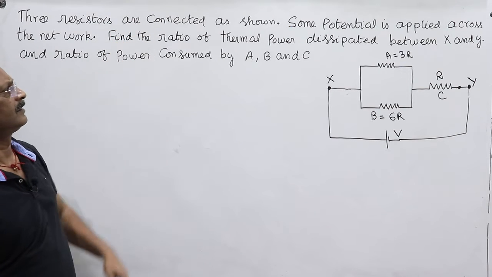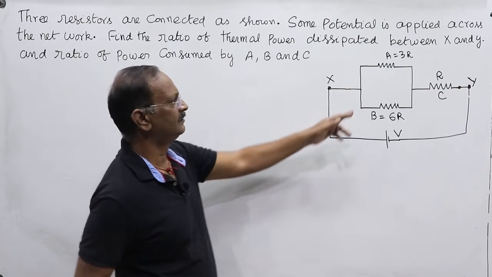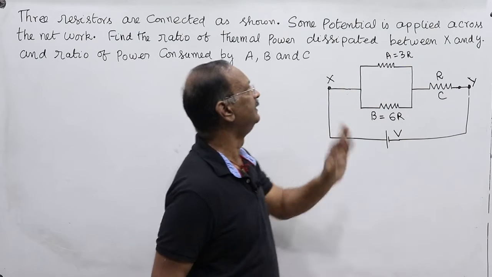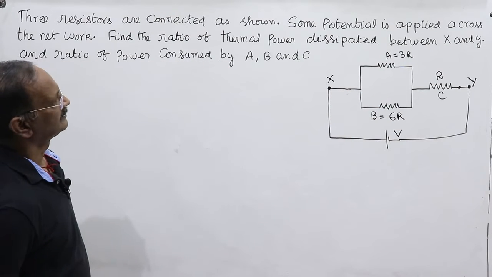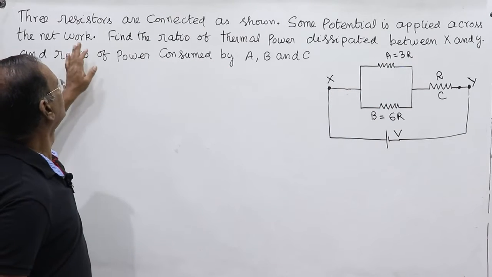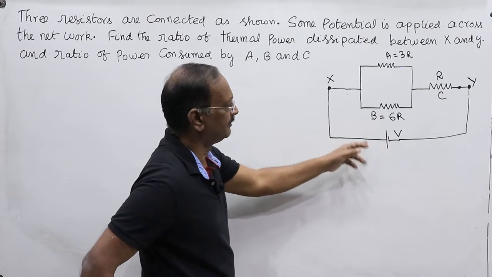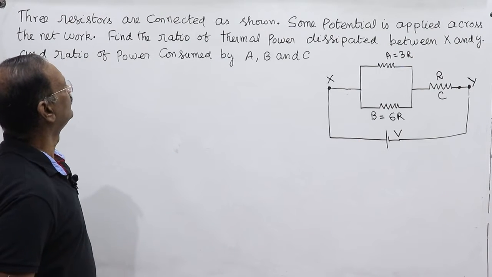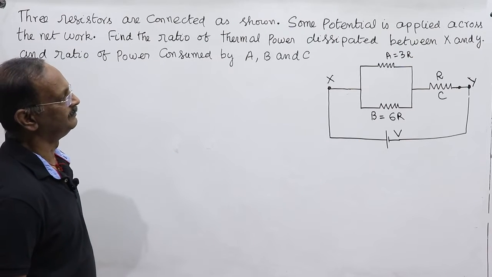Three resistors are connected as shown. That is resistor number 1, 2, 3. Some potentials are applied across the network. This is the potential applied across the network. Find the ratio of thermal power dissipated.